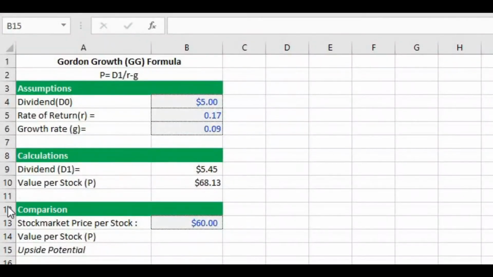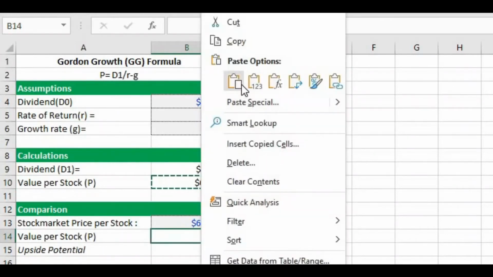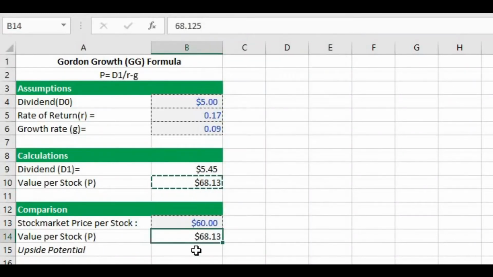Now let us go to the comparison part. You need to input the calculated value per share, or you can just copy and paste it. As you can see, we have here the upside potential. To calculate its value, we need the value of the stock market price, which is already given, and the value per stock, which we calculated a while ago.